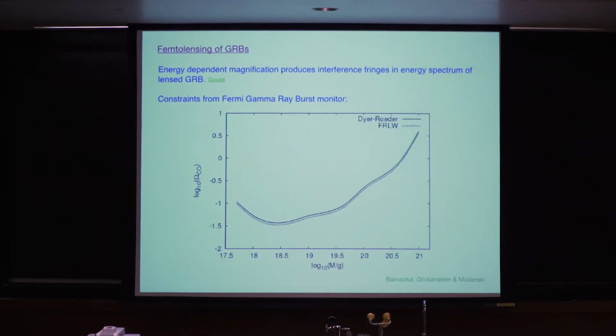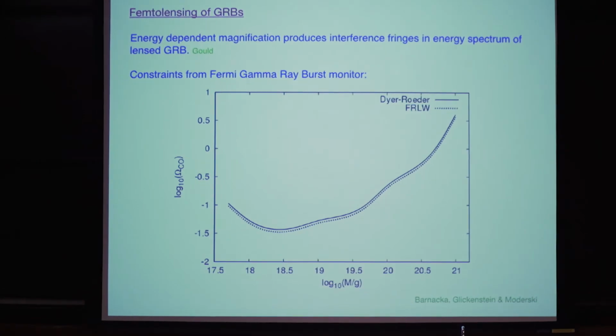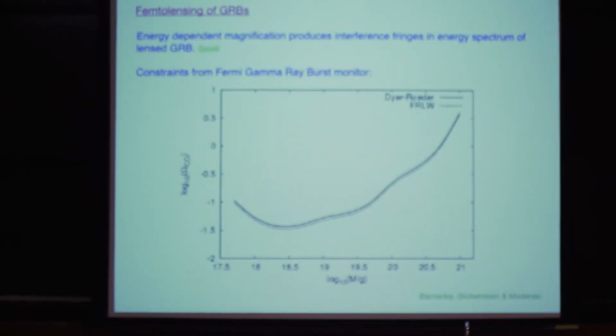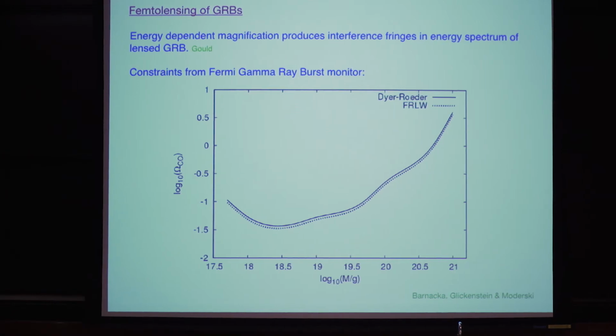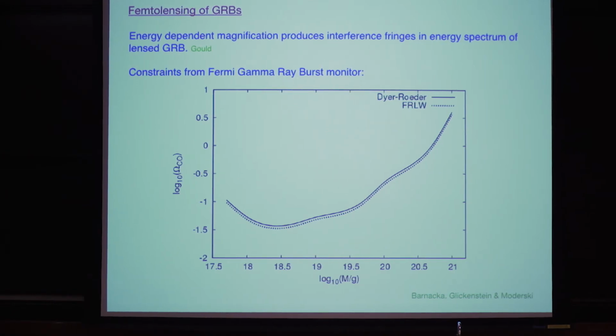So more on the lensing. You can also femtolens gamma ray bursts, and what's going on here is you're getting into this complicated region where the wavelength of the light is comparable to the Schwarzschild radius of the compact object, and you get energy-dependent magnification, which would end up producing interference fringes in your energy spectrum. So there are constraints, the most recent from Barnacka et al., using the Fermi gamma ray burst monitor. So we've got constraints down to about 0.1 of the dark matter density, at around 10 to the 18 grams. So we're getting to the light end of the black holes, which are just a bit too massive to have evaporated by the present day.